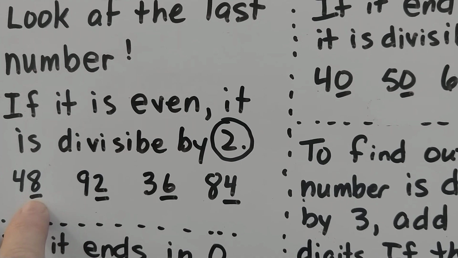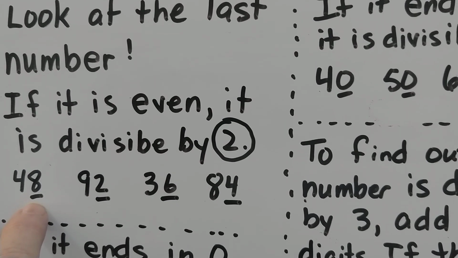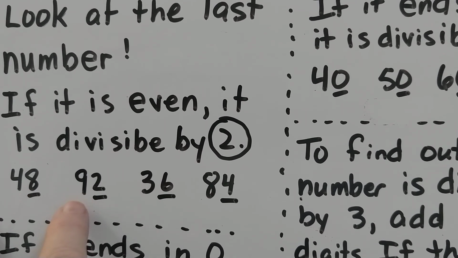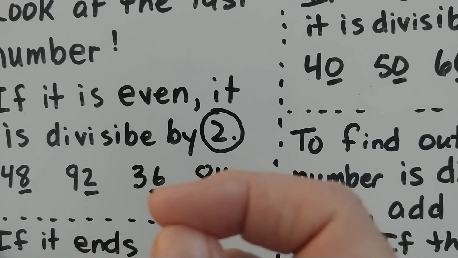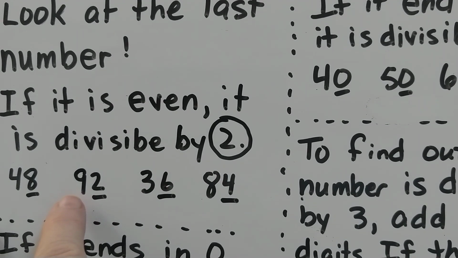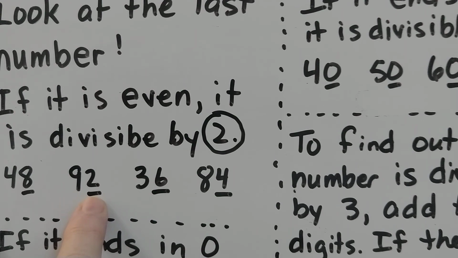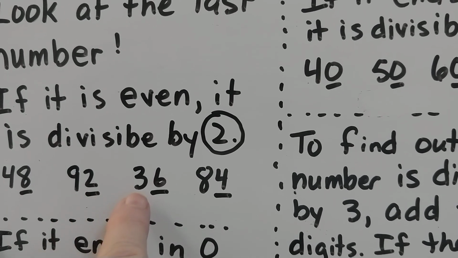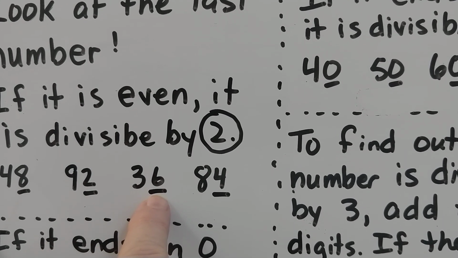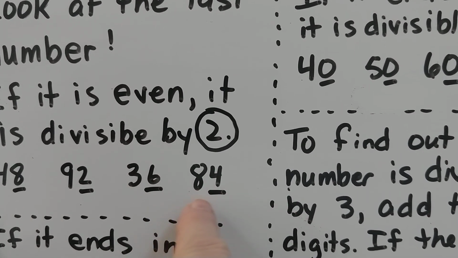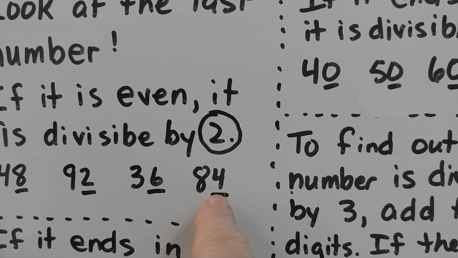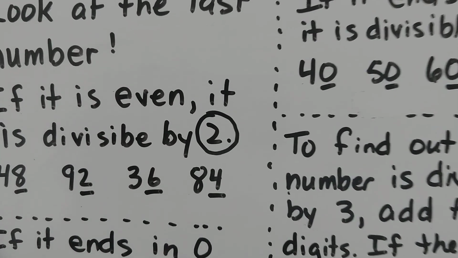So 48 is divisible by 2 because the 8 is an even number. And by even, I mean 0, 2, 4, 6, and 8. 92 is divisible by 2 because 2 is an even number. 36 is divisible by 2 because 6 is an even number. And 84 is divisible by 2 because 4 is an even number.